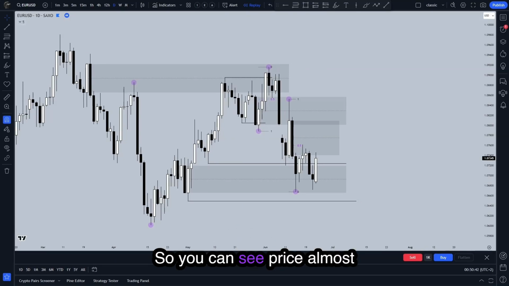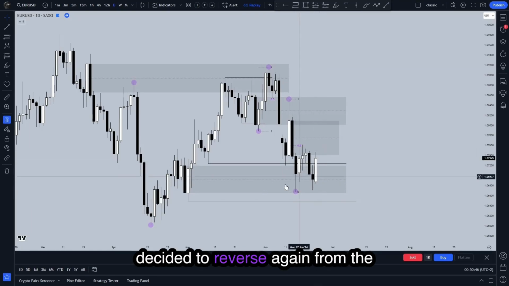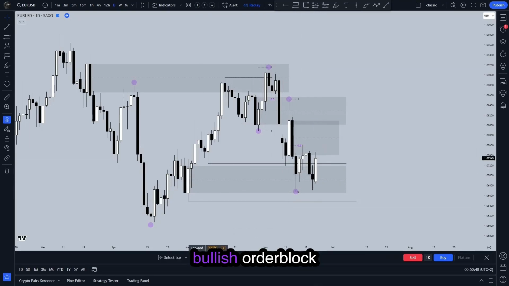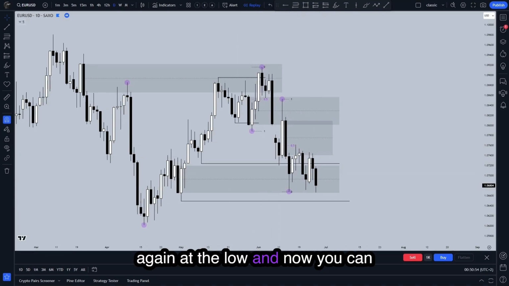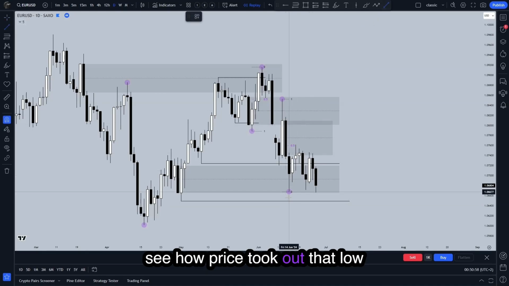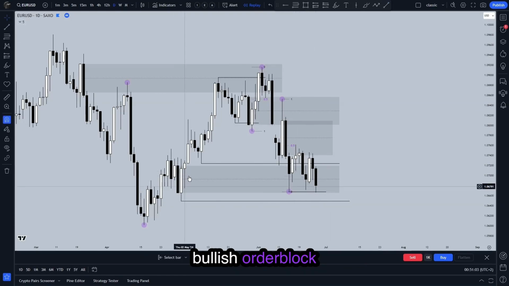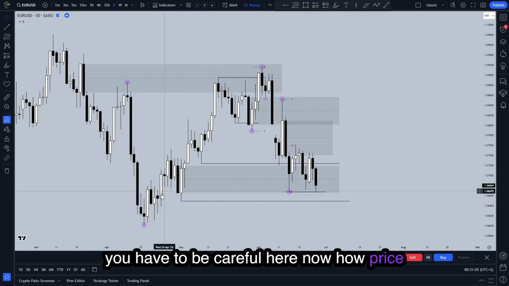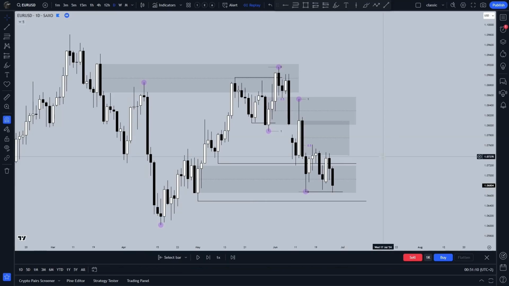So you can see price almost was trading at the low and then it decided to reverse again from the bullish order block. It trades again at the low, and now you can see how price took out that low here. But it's still respecting the bullish order block. You have to be careful here now how price is reacting to the bullish order block, right?